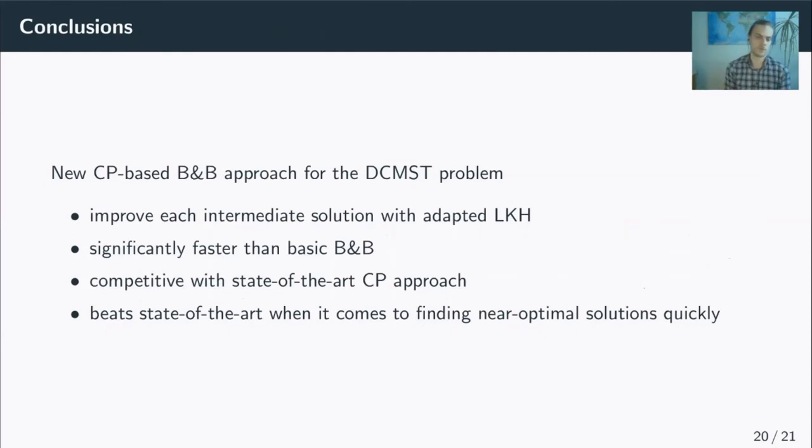All right, so to sum up, we proposed a new CP-based branch and bound approach for the degree-constrained spanning tree problem, where we improve each intermediate solution with an adapted LKH. It's significantly faster than the basic branch and bound, and it's competitive to the state-of-the-art CP approach. And finally, it beats the state-of-the-art approach when it comes to finding near optimal solutions quickly.